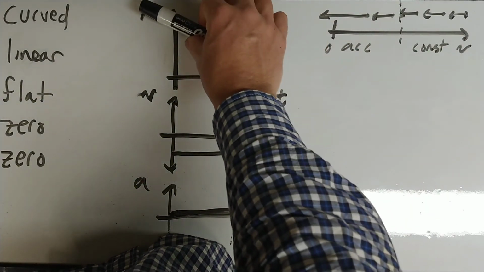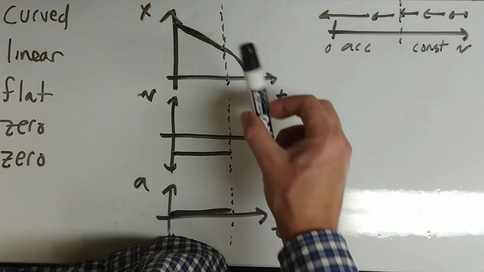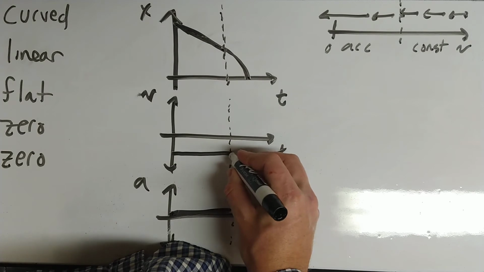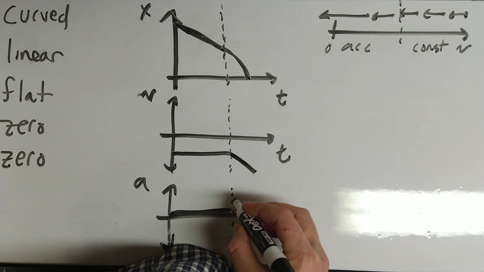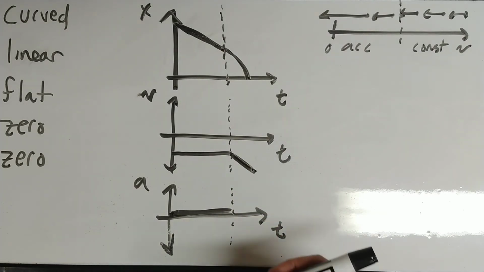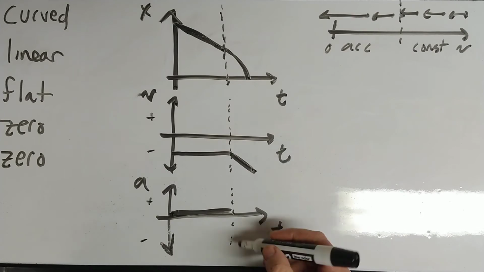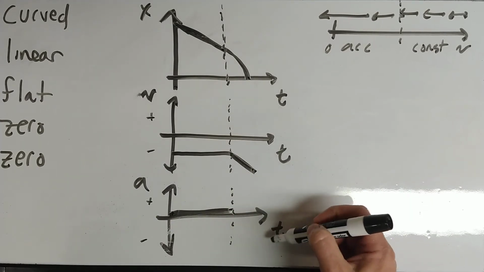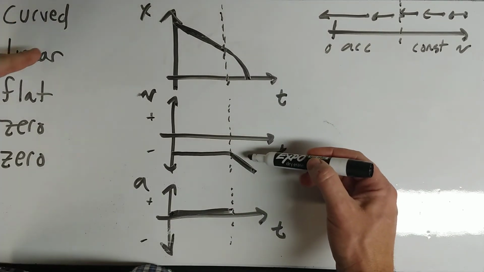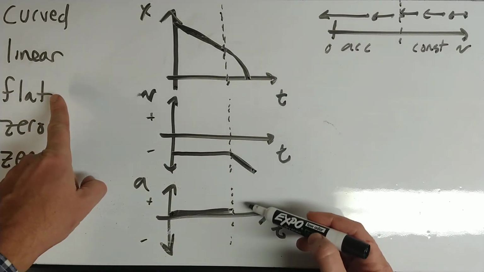So as the slope starts to get bigger, like a bigger negative number, then the velocity actually has to go like this. It actually has to get more negative, a bigger negative number. So this is negative, positive, positive, negative. All right. And now the acceleration, so this is curved. We got curved, linear, and then this one's got to be flat.